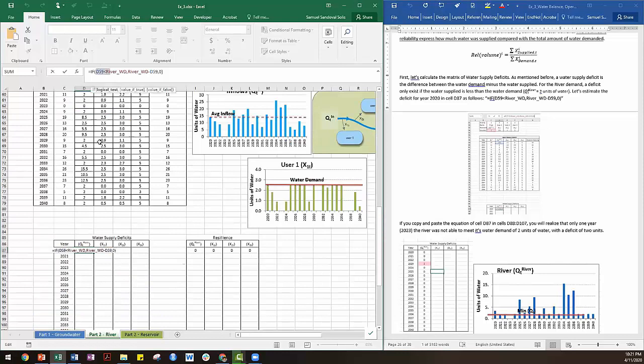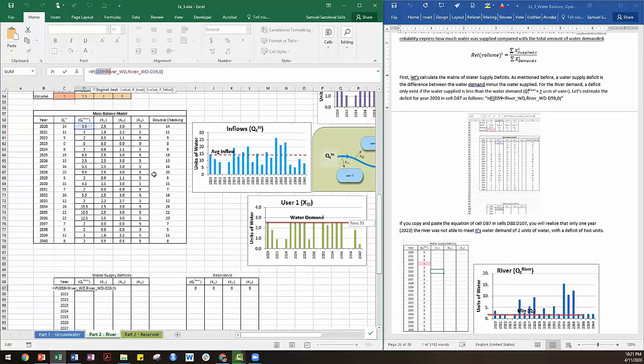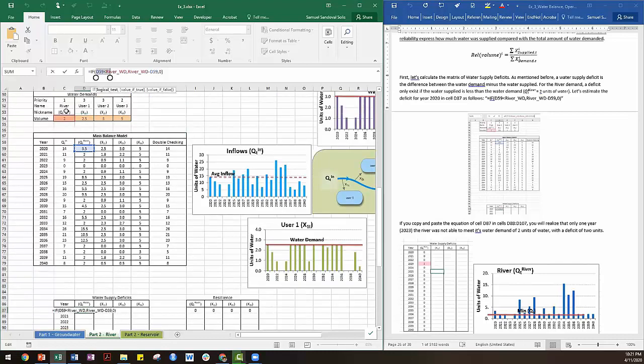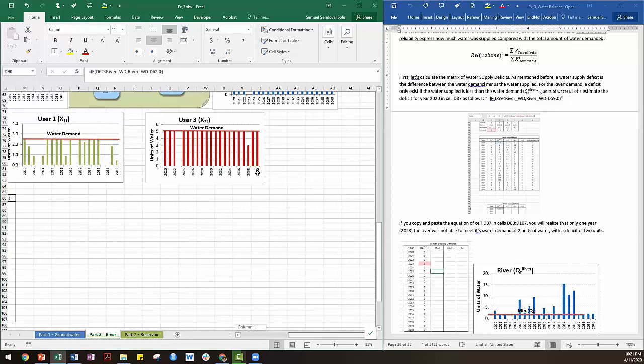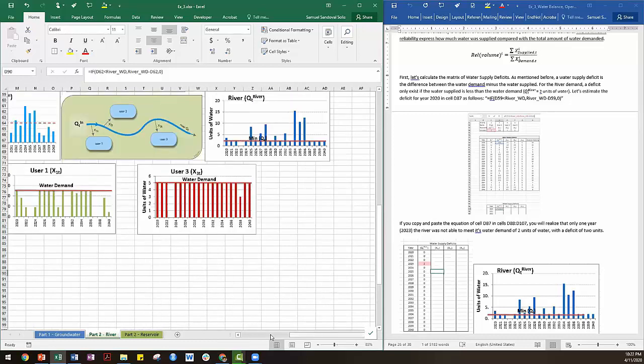So if this value is less than this, then you will have to subtract them, this minus this. Otherwise, it will be 0. And that's what is happening in here. So that's pretty much what you can see, and what we already knew from our analysis, that in 2023 the river didn't have a full water allocation.